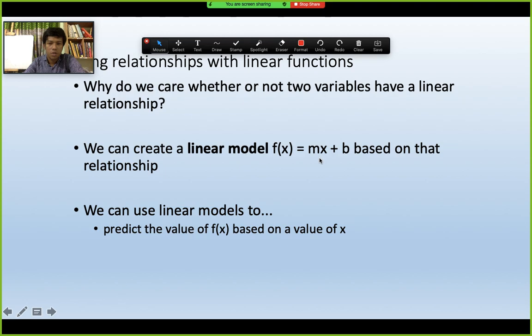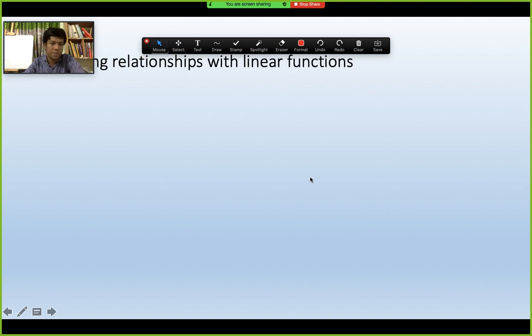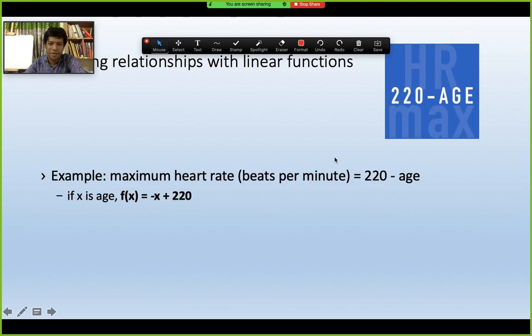So this is like the linear model, y equals mx plus b, the formula that I said, or slope-intercept form. This helps us to model a linear relationship. So where can we use prediction? In supply and demand, and so on. We can do all these things with linear modeling. This is an application related to human heartbeats.